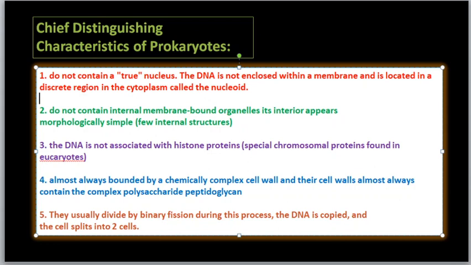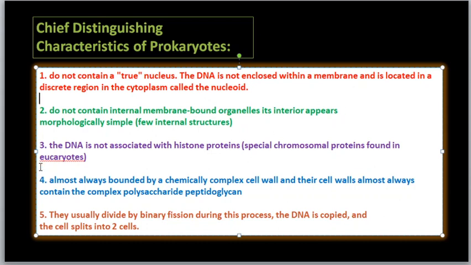So, kapag hindi siya naka-enclose sa loob ng isang nuclear membrane, that means that it is not a true nucleus because your true nucleus is bounded by a membrane. Now, since it's just spread in a certain location or in discrete region in the cytoplasm of a bacterial cell, you will call it as a nucleoid and not a nucleus. Okay? So, nucleoid siya kapag hindi nakabalot or not bounded by a membrane.